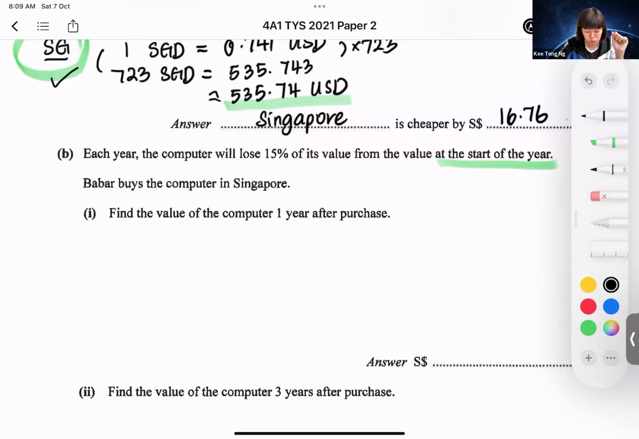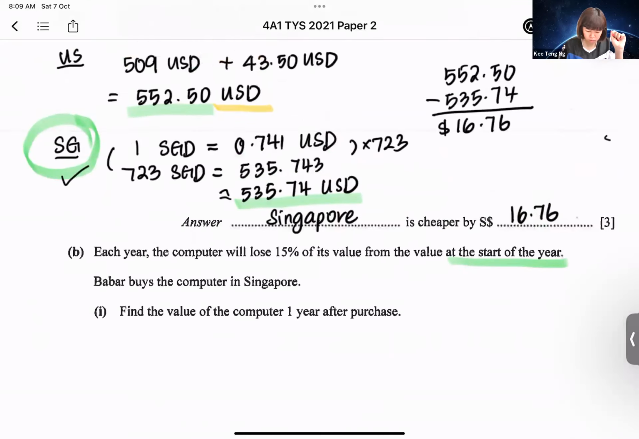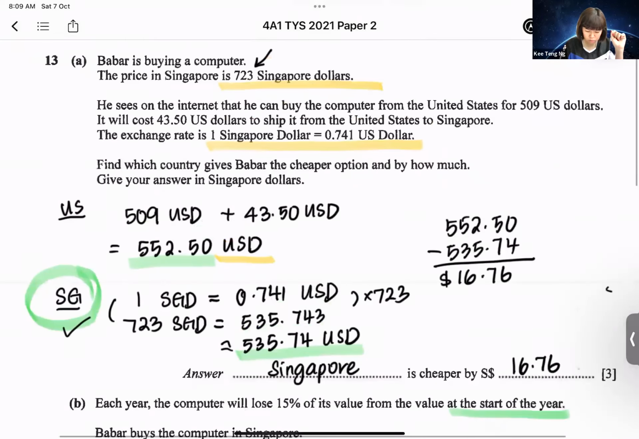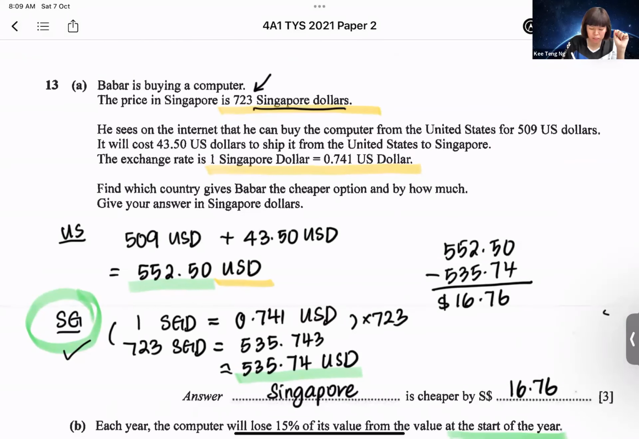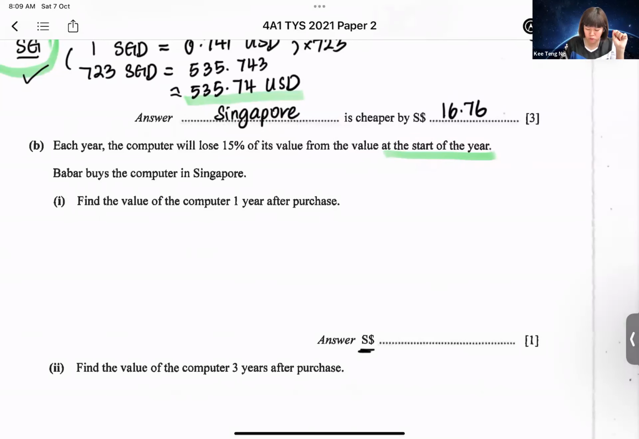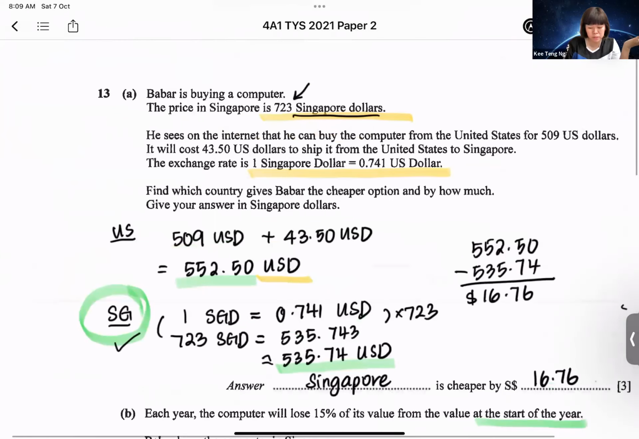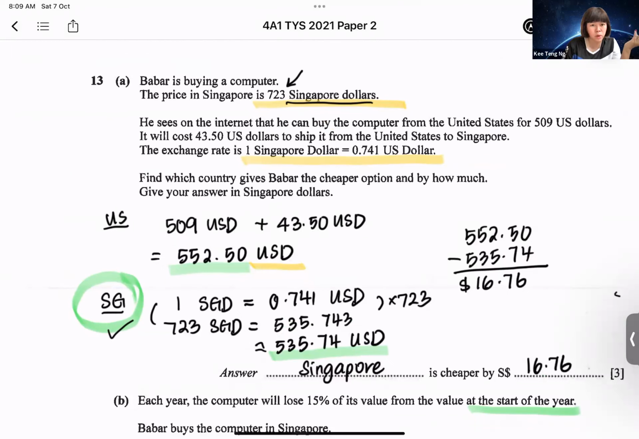So I have to do it manually, year by year by year. Okay, so question here first: find the value of the computer after 1 year of purchase. So what's the price of the computer? Oh, the price of the computer is in Singapore dollar. So they want the answer in Sing dollar, SGD. You see the unit here? So my original price, where to find it? The original price is inside the question.